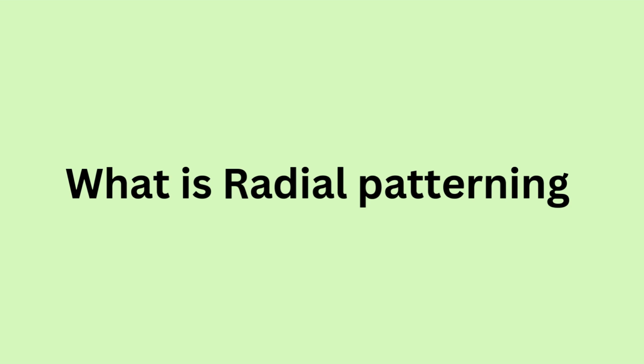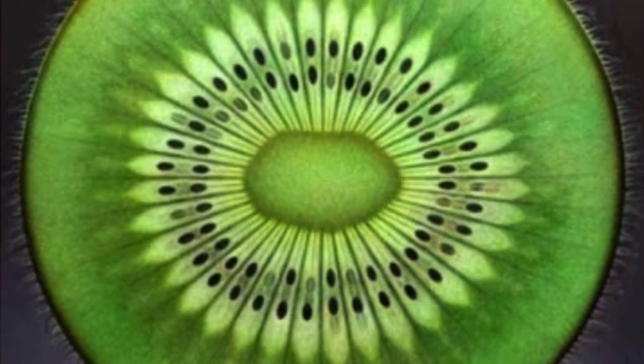What is radial patterning? It is a circular pattern around the central axis, which we can easily see here in the kiwi. We have the middle, and around it, we start to see this pattern that's going around in a circle. And that essentially is radial patterning.